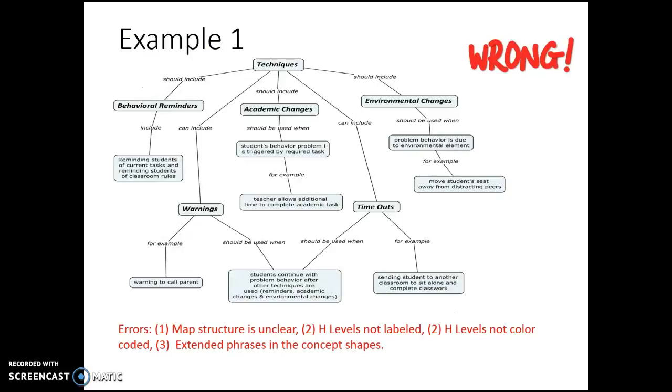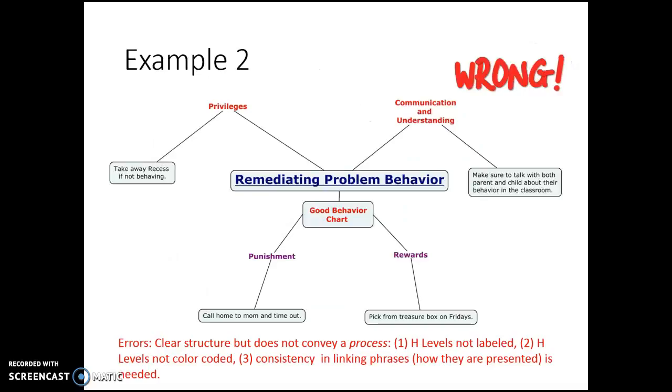Here's an example of a student map that is incorrect. The map structure is unclear, the H levels are not labeled, the H levels are not color-coded, and there are extended phrases in the concept shapes. It is unclear to the reader what the student is indicating with this map. Is it a process? Is it structure? There are serious structural issues with this map.